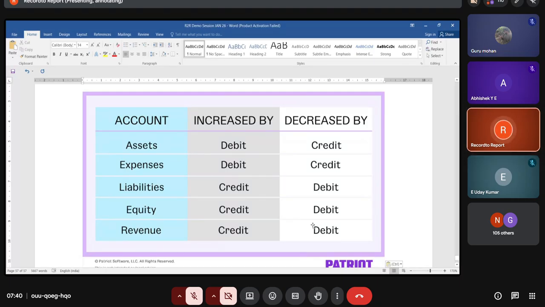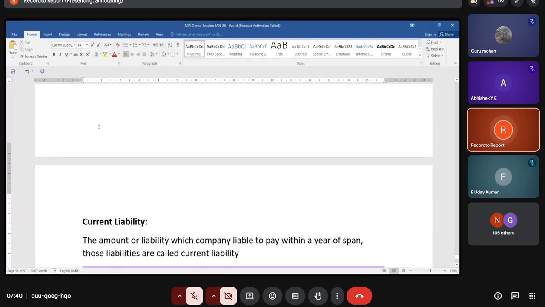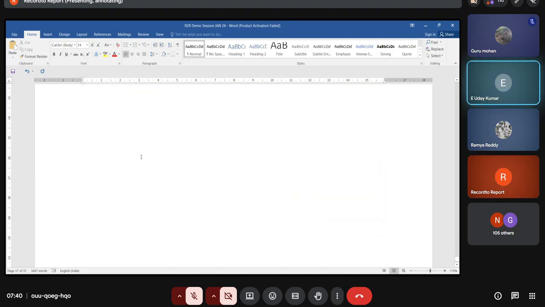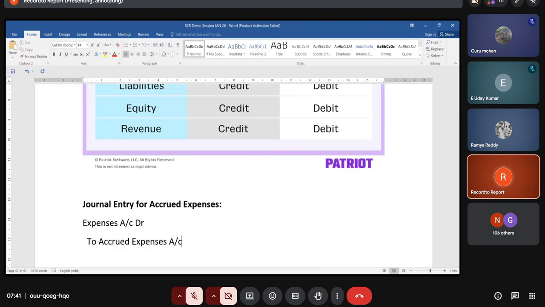Now this accrued expenses, which type of account did I tell you? Current liability. When the liability increases, we need to debit or credit? Credit. So what is the journal entry for accrued expenses? What entry will the company record at the month end? Expenses account debit to accrued expenses.